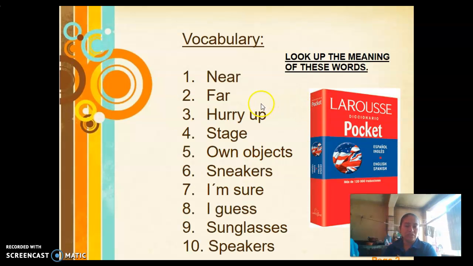But first, I need you to look for the meaning of these ten words, because sometimes it is necessary to have the meaning of these words before starting a lesson, because we're going to find them during the unit. First, look for the meaning of these 10 words.